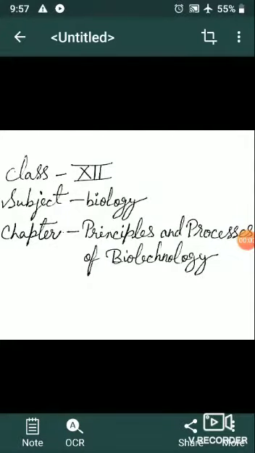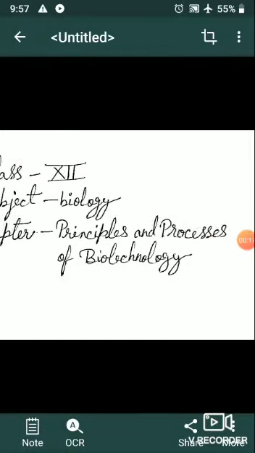Everyone, class 12, subject biology, chapter: principle and process of biotechnology. Biotechnology. Next, chapter 11.